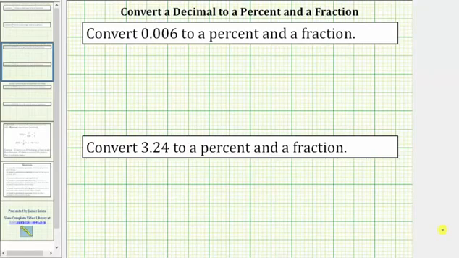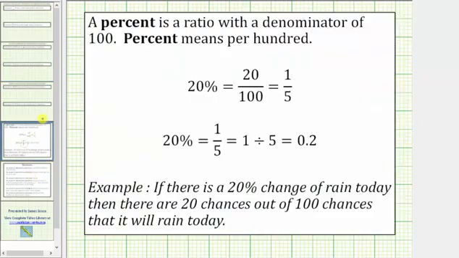Welcome to two examples of converting a decimal to a percent and a fraction. It's important to remember the word percent means per 100, and therefore a percentage is always a number compared to 100. We can define a percent as a ratio with a denominator of 100. Notice how 20 hundredths, or the ratio of 20 to 100, equals 20%.